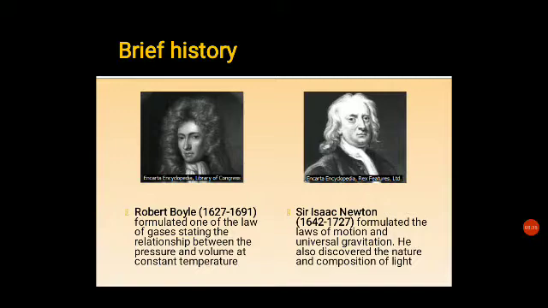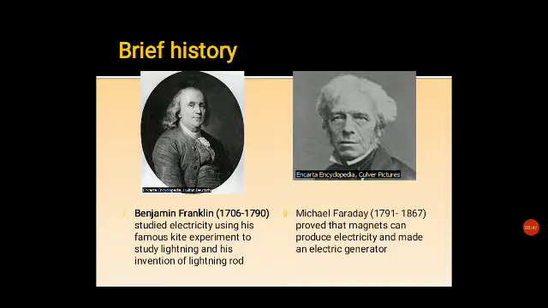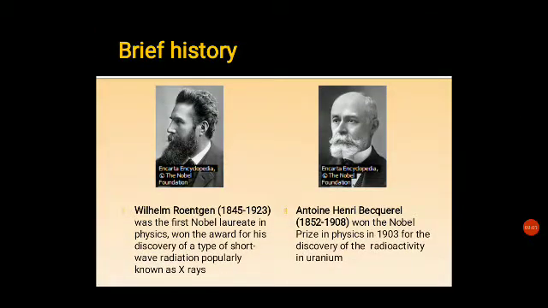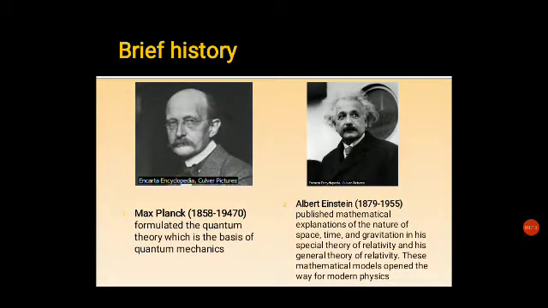Okay. Isaac Newton has a very wide contribution in physics and also in mathematics. We have Benjamin Franklin. So he studied electricity, as well as Michael Faraday. Then we have Maxwell, Fresnel. Then we have Röntgen. So Röntgen and Becquerel, it is more on studies of nuclear physics. Then Planck and Einstein. This is now where modern physics was born.